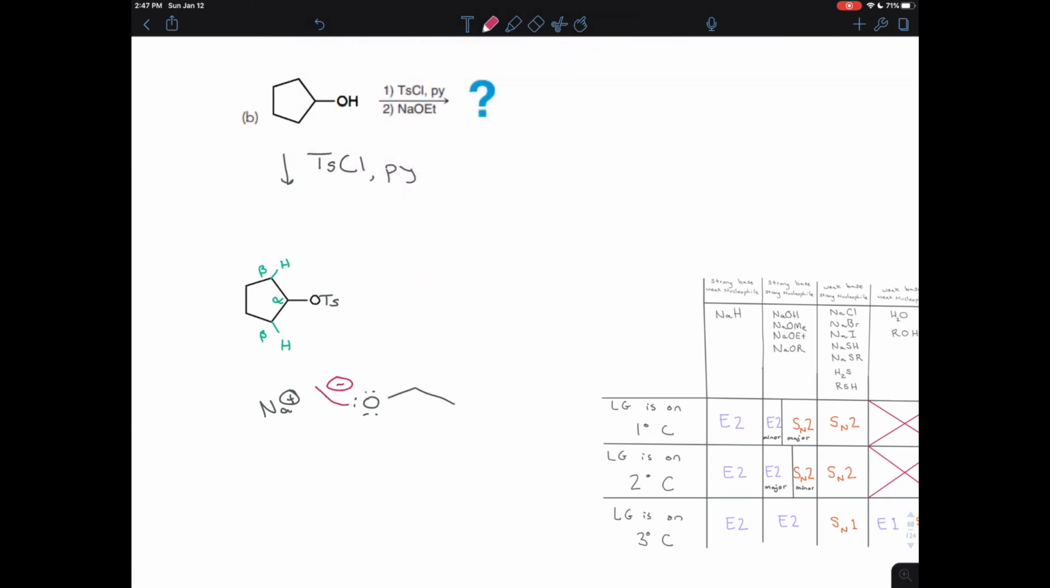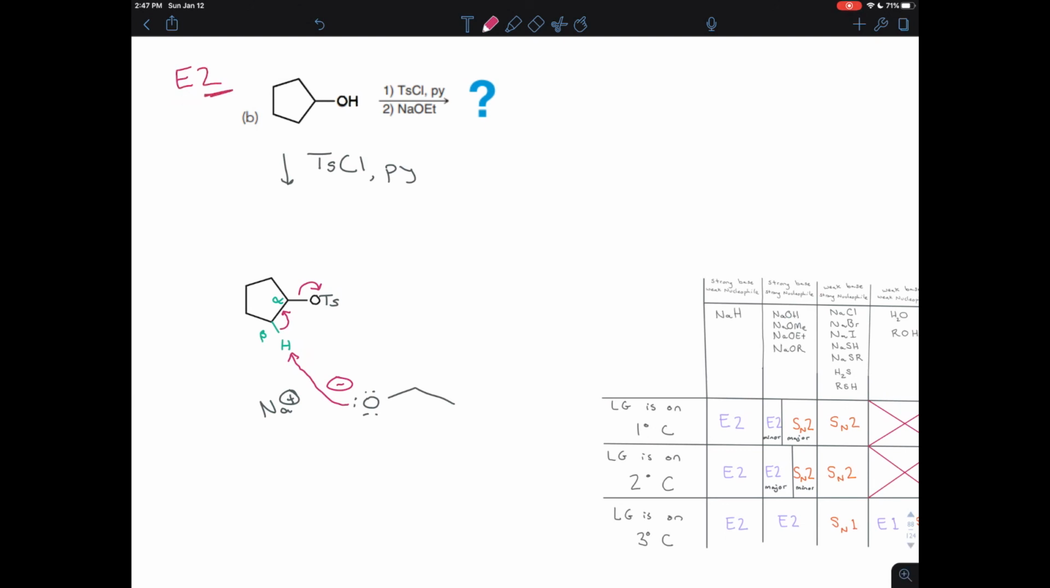So this oxygen can swoop in and steal one of these hydrogens. Notice that there's symmetry in this molecule, so whatever happens to one of these hydrogens could happen to the other one too. So we're just going to look at one of these. It can swoop in, the electrons would go toward the leaving group and kick the good leaving group off. Notice how you have proton transfer and loss of a leaving group happening at the same time. That's what makes this an E2 reaction.